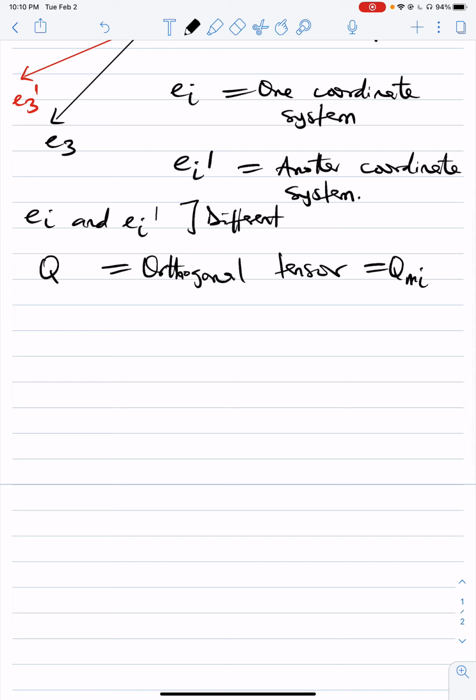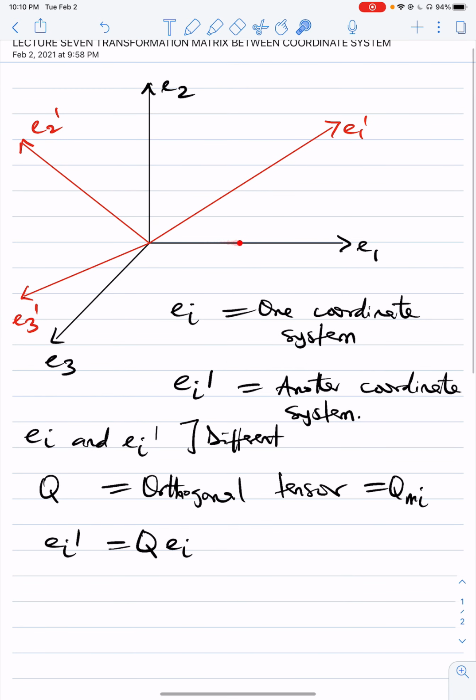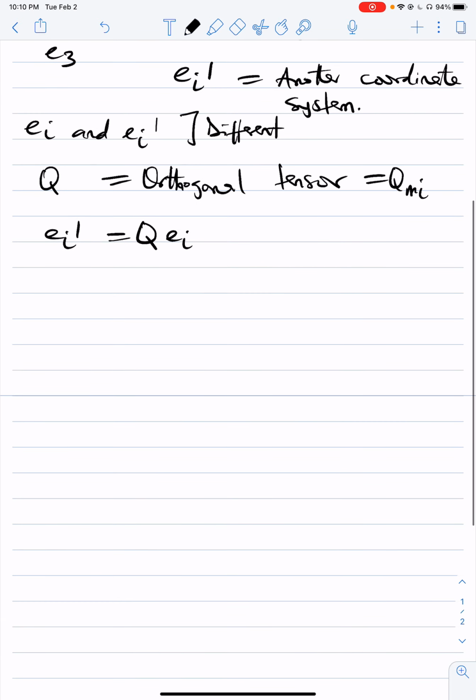So E I prime is equal to this orthogonal tensor times an original vector. What has just happened is a transformation, right? This orthogonal tensor rotates E1 to become E1 prime, E2 becomes E2 prime, E3 becomes E3 prime. From this diagram, that should be clear, and that's possible by the action of an orthogonal tensor.